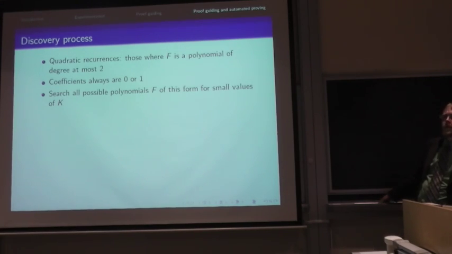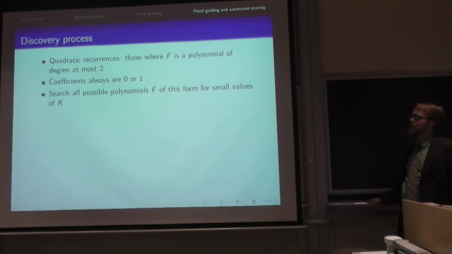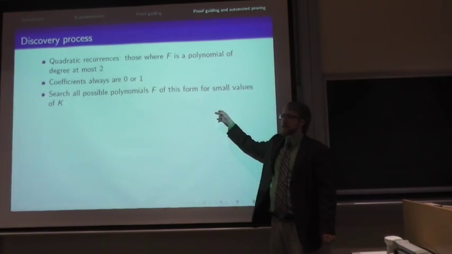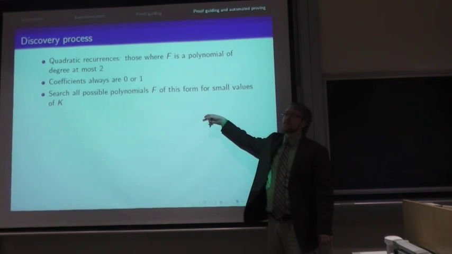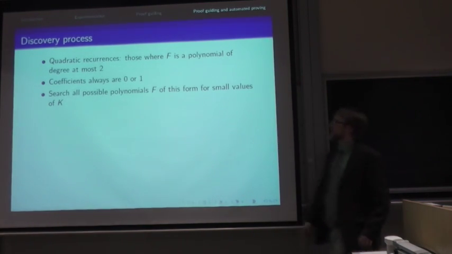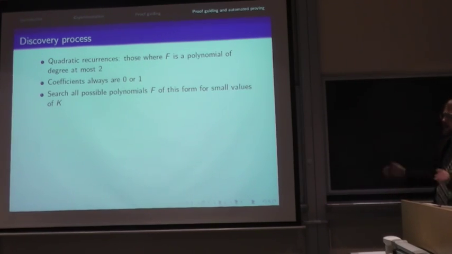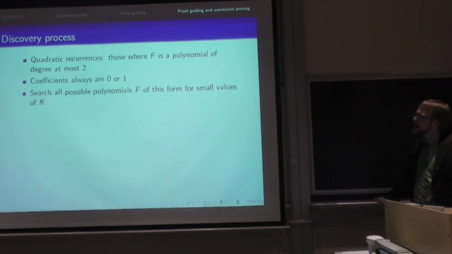Is your f the numerator? Yeah, f is the numerator, thanks for asking. Going back to the original Somos-4, the a sub n minus 1 times a sub n minus 3, I would just write as x sub 1 times x sub 3. So I would search all possible polynomials f of this form for small numbers of terms.